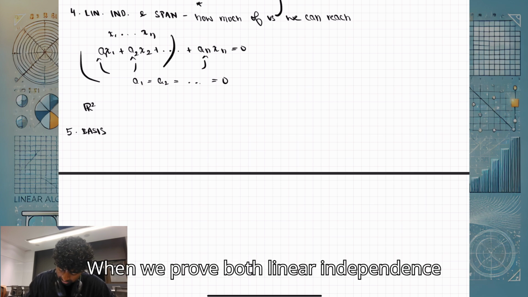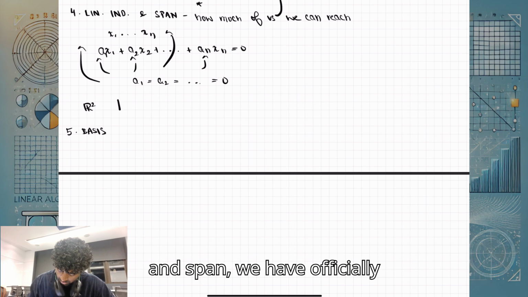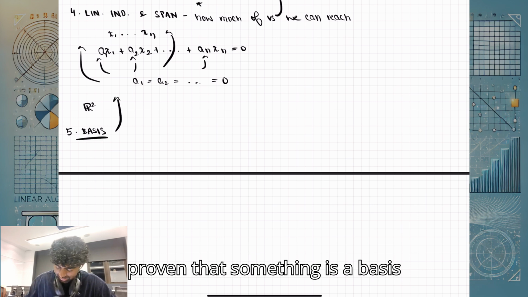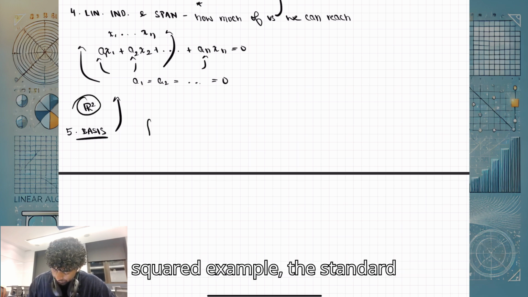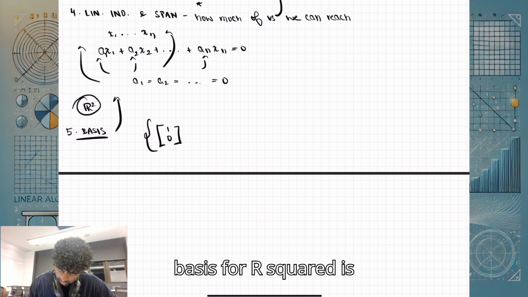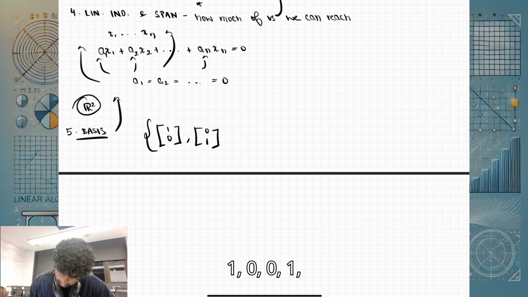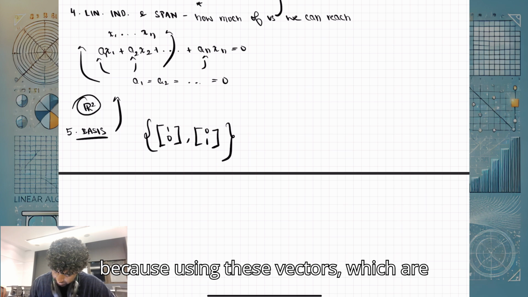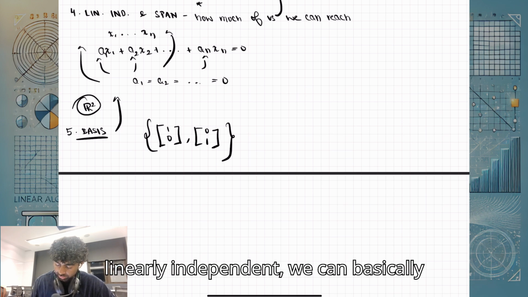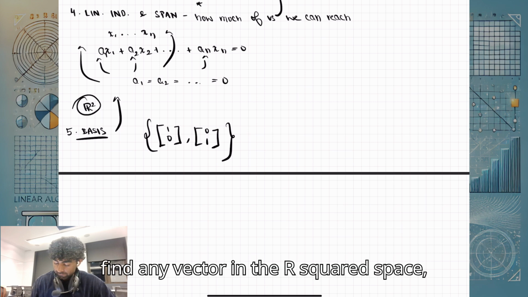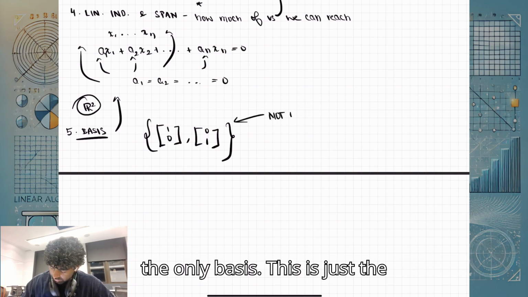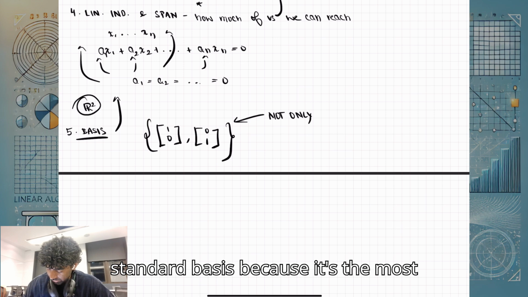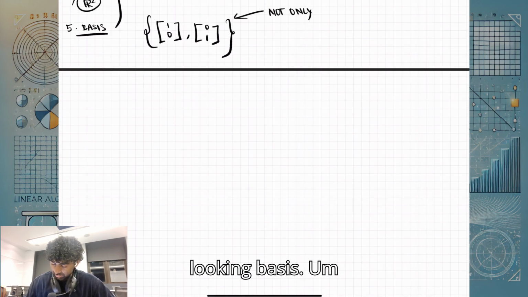When we prove both linear independence and span, we have officially proven that something is a basis for a vector space. Going back to this R squared example, the standard basis for R squared is (1, 0), (0, 1), because using these vectors, which are linearly independent, we can basically find any vector in the R squared space, which is incredible. But this is not the only basis. This is just the standard basis because it's the most frequently used. It's the simplest looking basis.